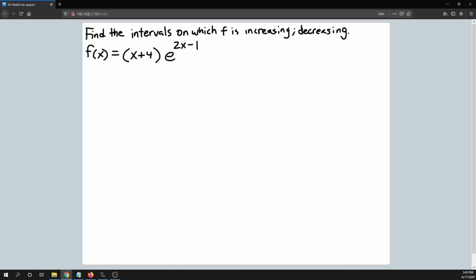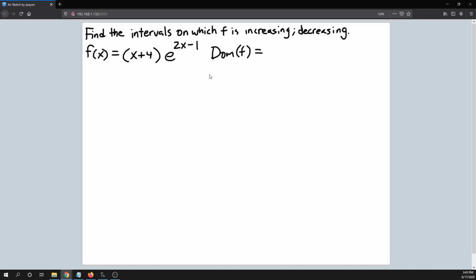All right, in this video, we are going to take a look at this problem. We want to find the intervals on which f is increasing and decreasing. And our function is f of x equals (x + 4) times e to the 2x - 1. So the first thing we want to do is to find the domain of this function.